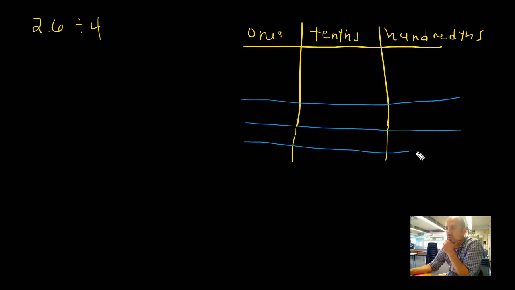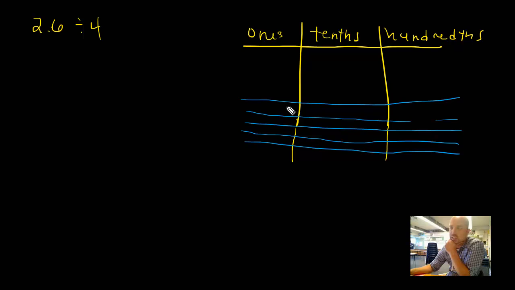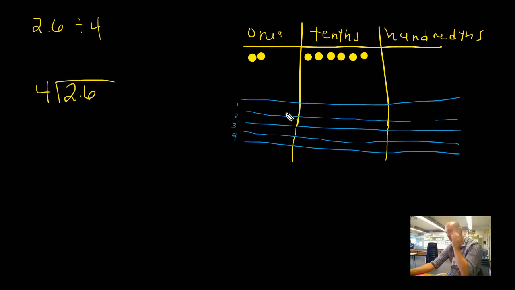1 group, 2 groups, and then cut those in half. There's 1. And there's 1. So I have 1, 2, 3, 4 groups. Group 1, group 2, group 3, and group 4. And I'm going to go ahead and put this in here. So I have 2 and 6/10. And I'm going to write that in the standard algorithm here: 2 and 6/10 divided by 4. Okay, so now I'm all set up.